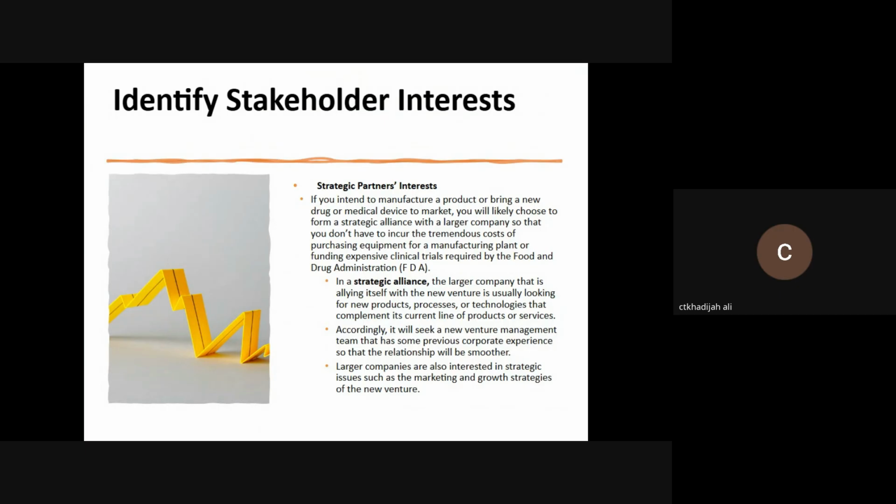So what you can do is you can find your strategic partners and you can somehow collaborate with them so that you can use their machines. Okay, so that will be based on the agreement between you and the large company.